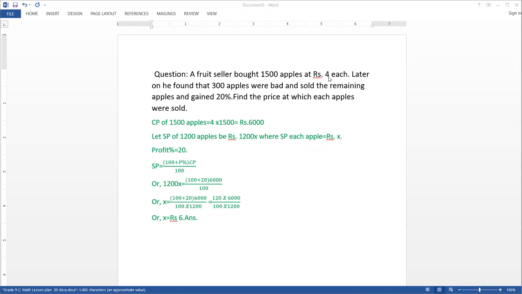So he bought at rupees 4 and he has to sell at rupees 6, though 300 apples were bad, to get the profit of 20%. Hope that you understood well.